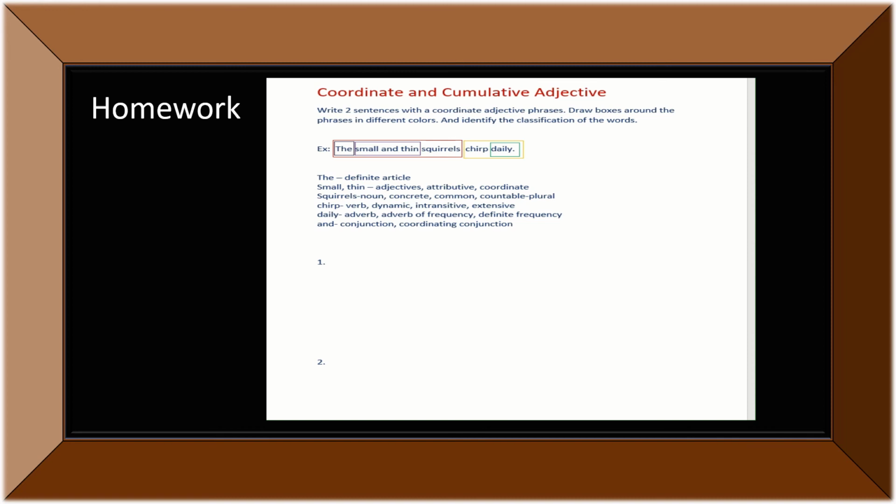Daily is an adverb of frequency and a definite frequency, and is a conjunction, a coordinating conjunction. Now you're going to write 2 of your own sentences, and you're going to draw different color boxes around the different types of phrases and classify each word that you write.